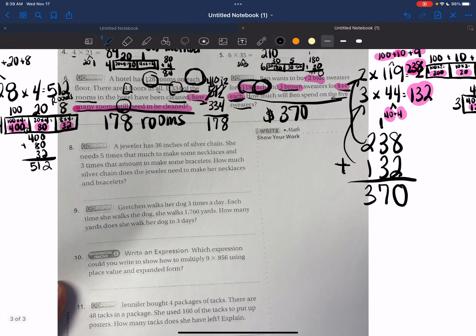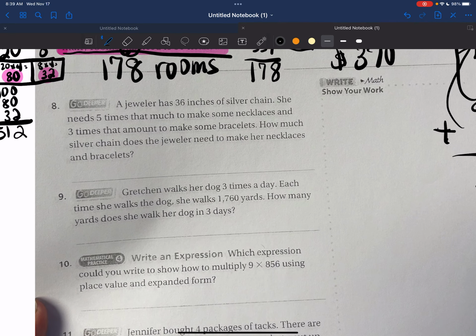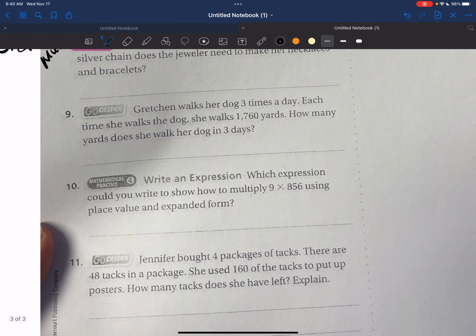The rest of these, I believe you will be able to do. Just be sure on some problems you're paying attention. They are all two-step problems. For this one, you need to pay attention to 5 times that amount, 3 times that amount. That means that we need to multiply. Just like when we were using our tape diagrams, when we were doing multiplicative comparison problems, 5 times as many. Be sure you're paying attention to the question. For number 9, it's the same thing.